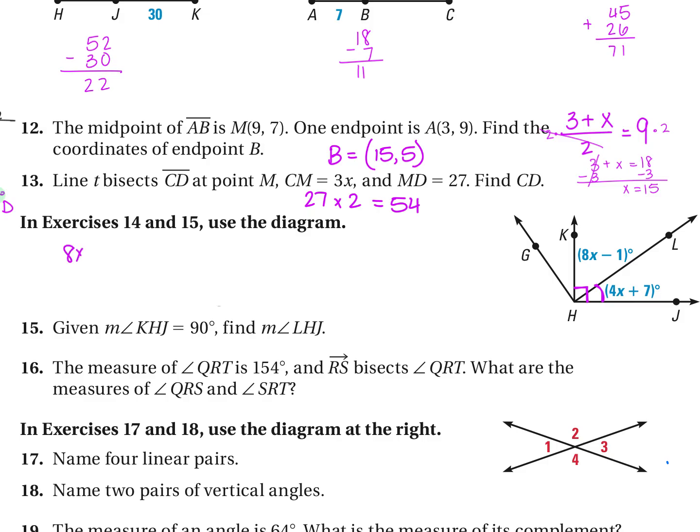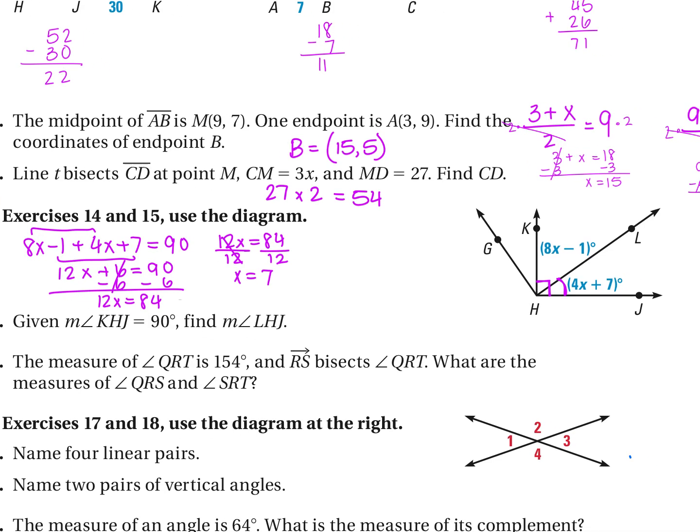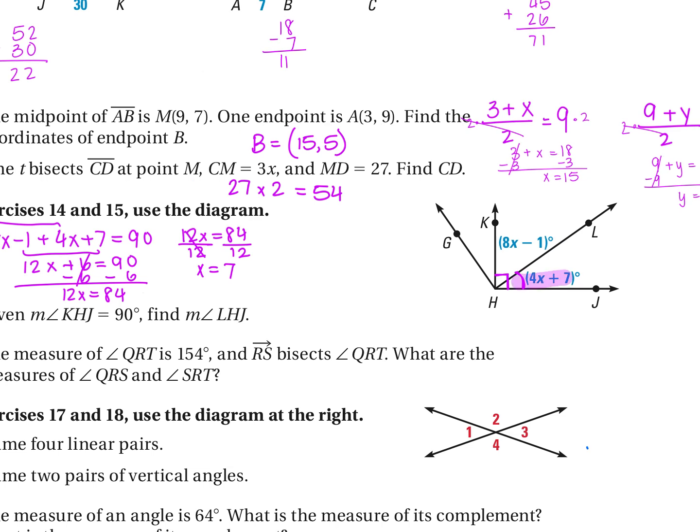Solving for x, I'm going to add my two angles. So I have 8x minus 1 plus 4x plus 7 equals 90. Combine my like terms. My x's are going to go together. My constants are going to go together. I'm going to get 12x plus 6 equals 90, and solve for x. So I'm subtracting 6 from both sides. 12x equals 84, and then divide by 12. X equals 7.